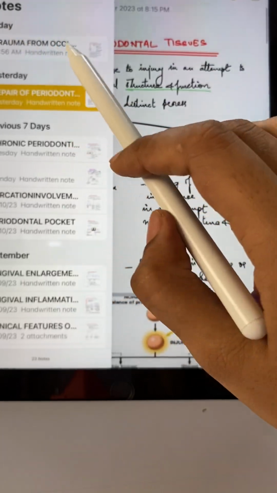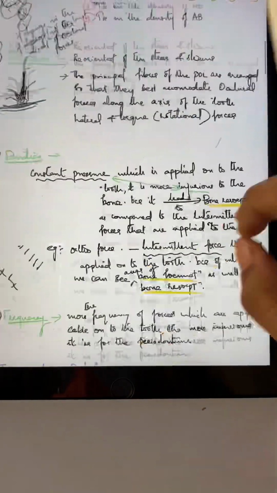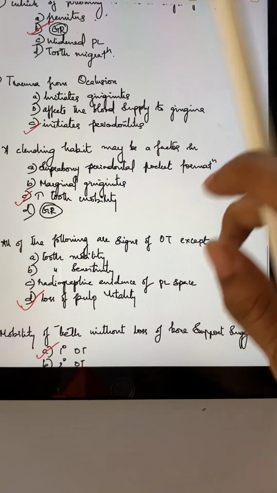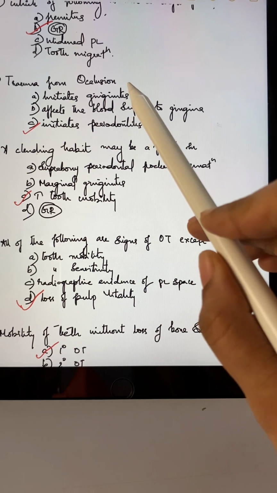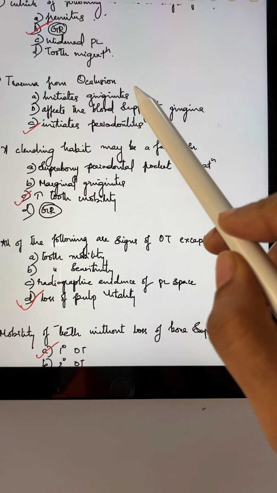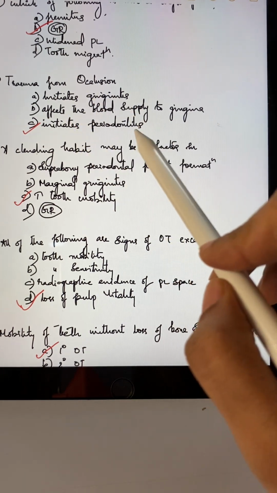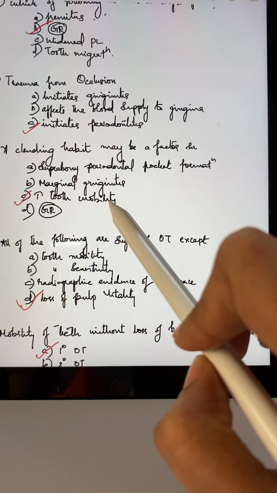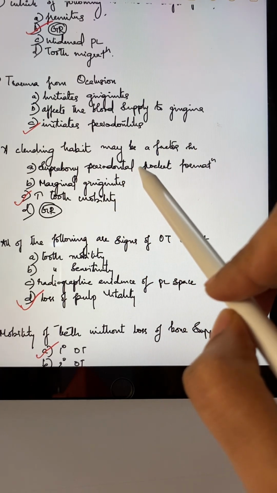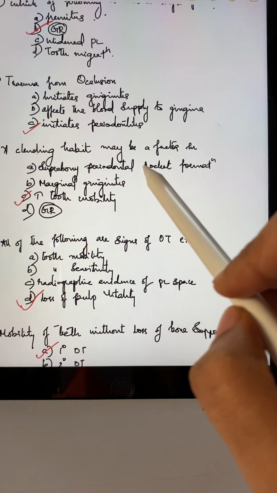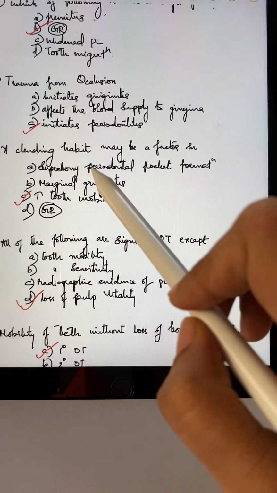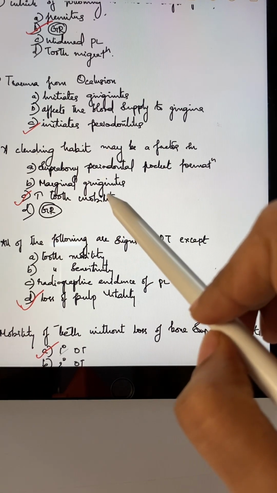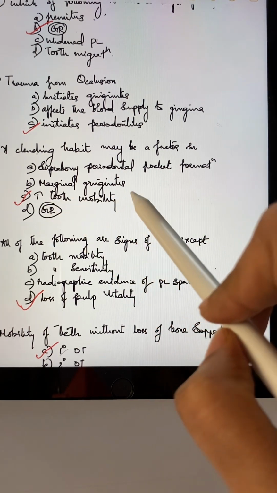Next we will discuss the other question. Trauma from occlusion definitely initiates periodontitis, because gingivitis has no role in this case, so it directly initiates periodontitis. Then a clenching habit may be a factor in tooth mobility. Pocket is not the answer, because no bacterial inflammation is there, so a periodontal pocket is not going to happen, and gingivitis is not the answer. The periodontium is getting weakened, so there is an increase in tooth mobility.